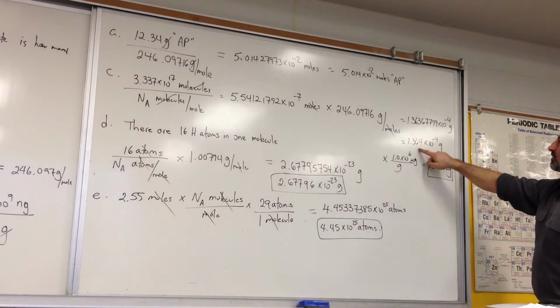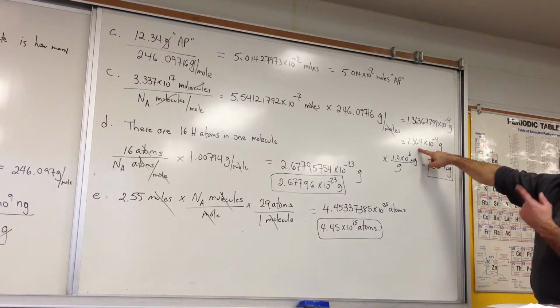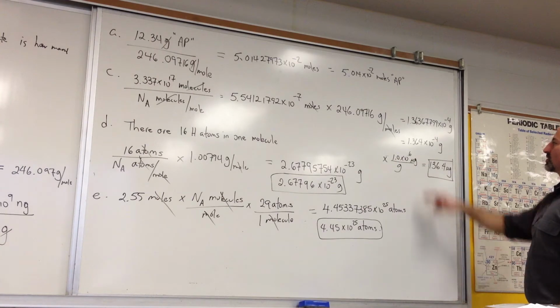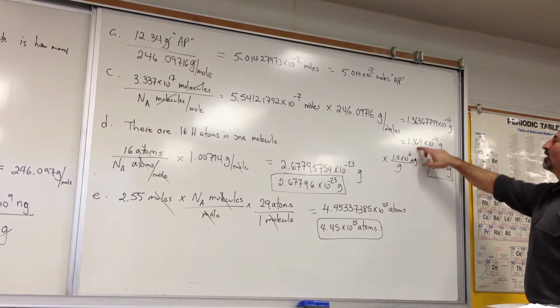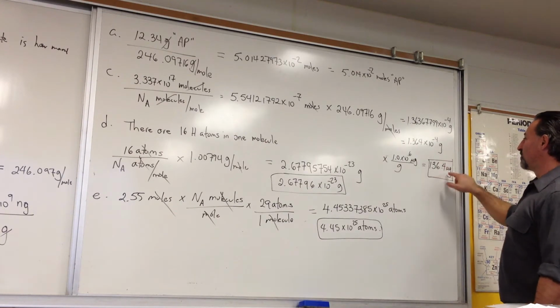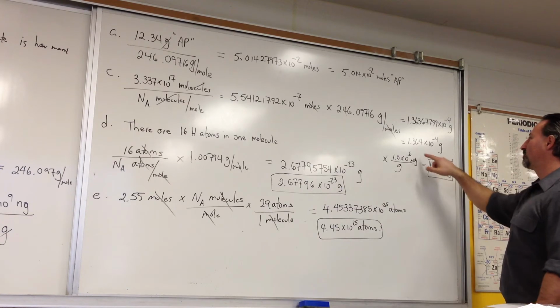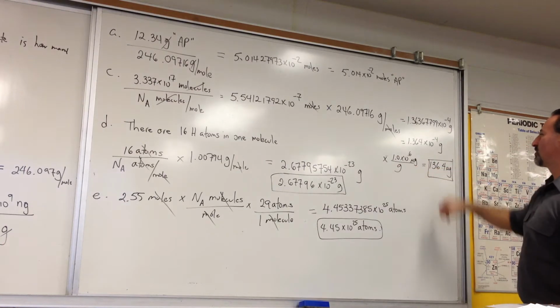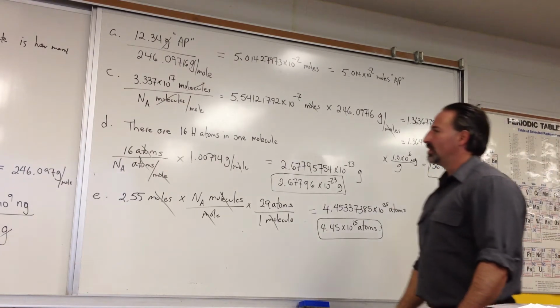The correct number of significant figures is 4, because it said 12.34 at the beginning, so I can't report my answer to more than 4 significant figures. So the final answer is 1.364, that 36 rounds off to 4, times 10 to the minus 4 grams. Perhaps a more appropriate unit would be micrograms in this case, so I would multiply it by 1 million micrograms per gram. Grams cancel, and the answer will be in micrograms, 136.4 micrograms.